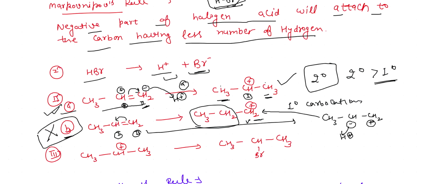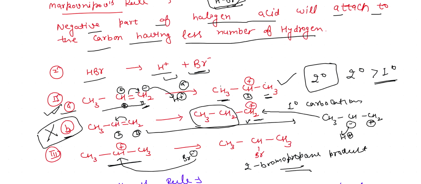According to the first possibility, the bromine will get attached to this carbon and you will get 2-bromopropane as the major product. So what is the reason in this case? In this case, a carbocation is forming as an intermediate. You will explain by saying that the product is formed according to the carbocation which is more stable in nature. So this is Markovnikov's rule. The negative part will attach to that carbon which has fewer hydrogens on the alkene.